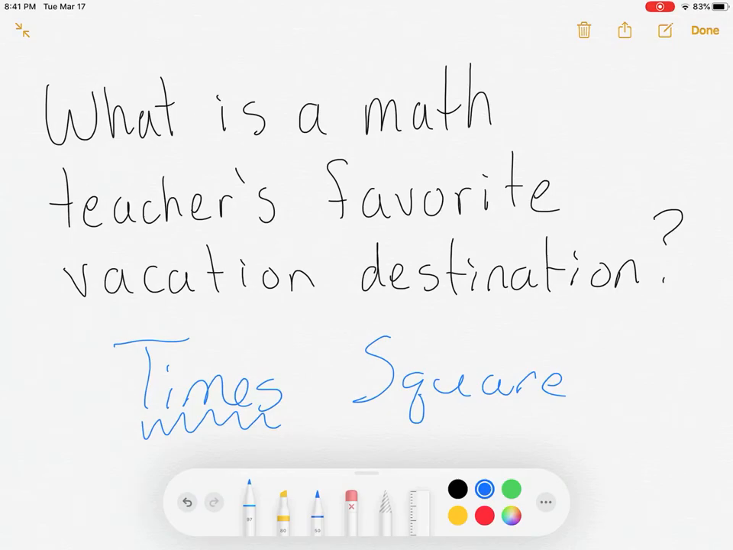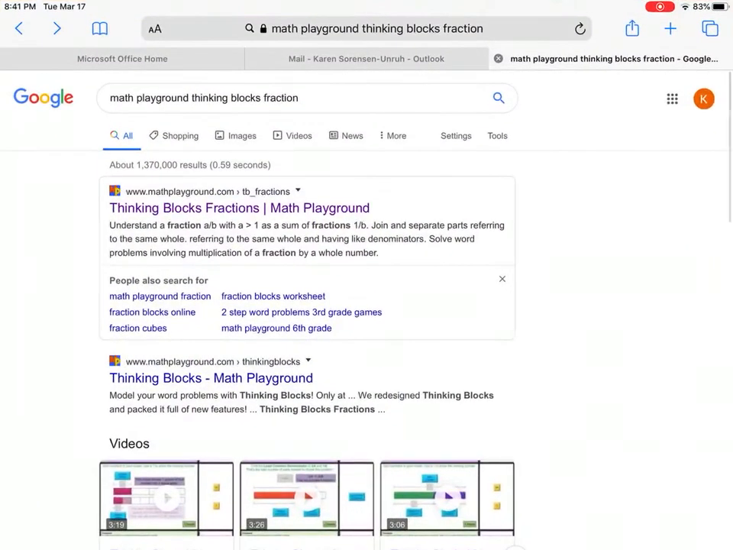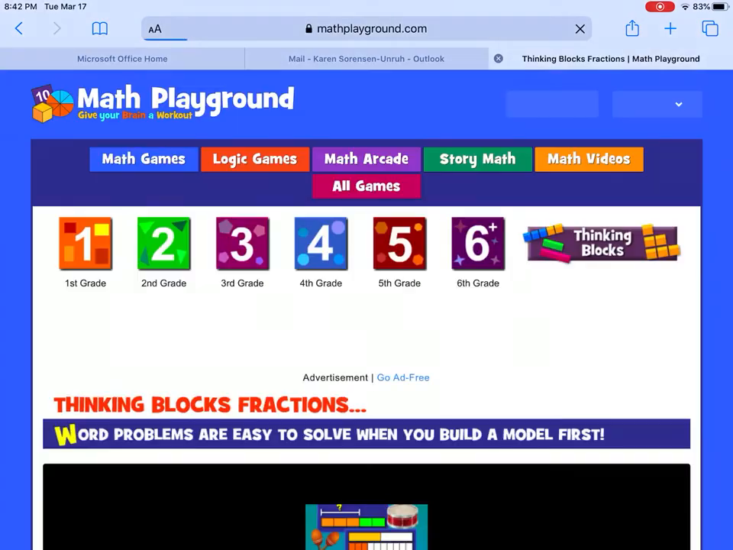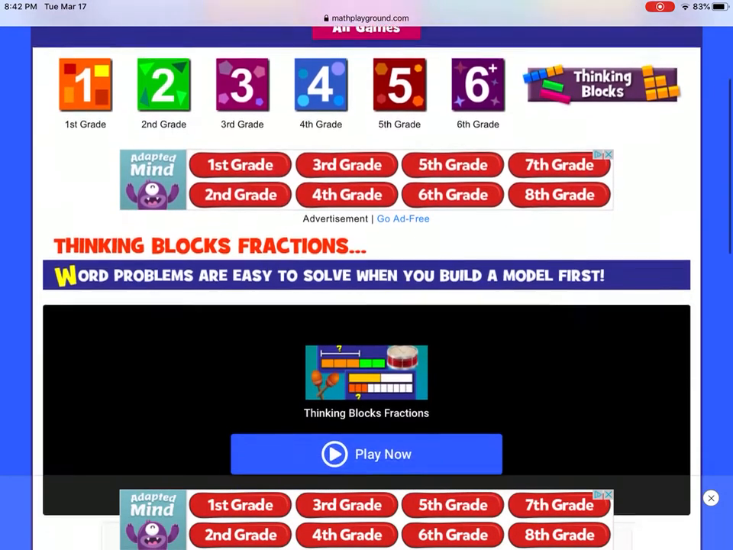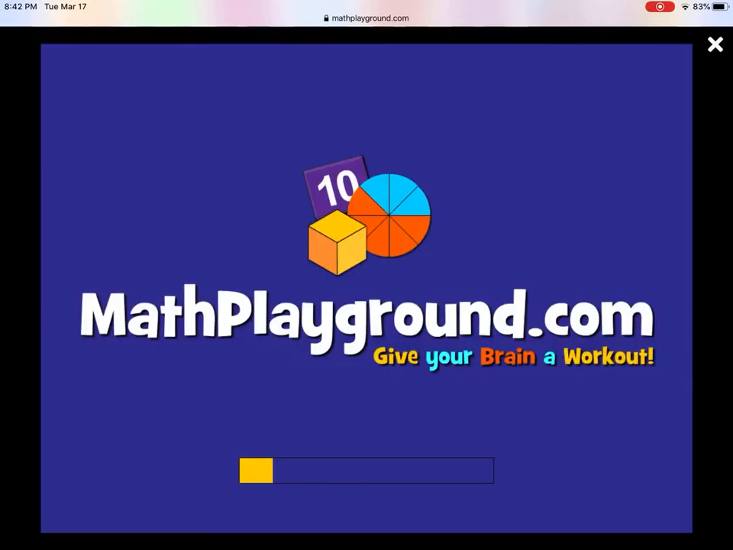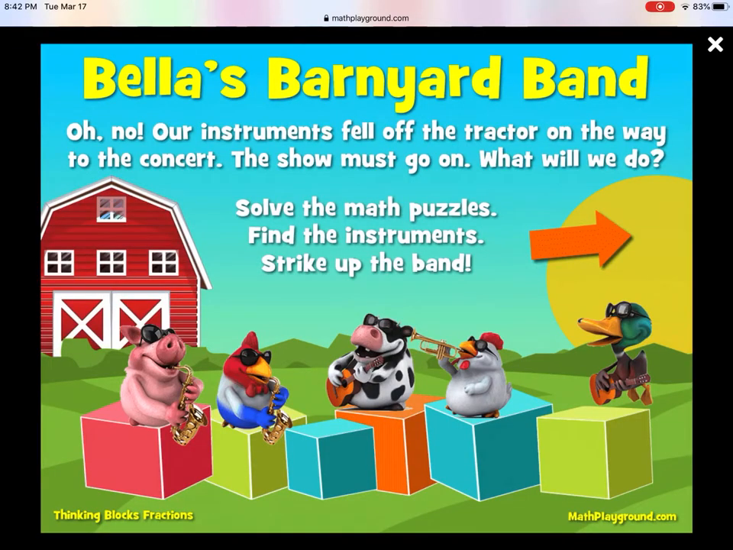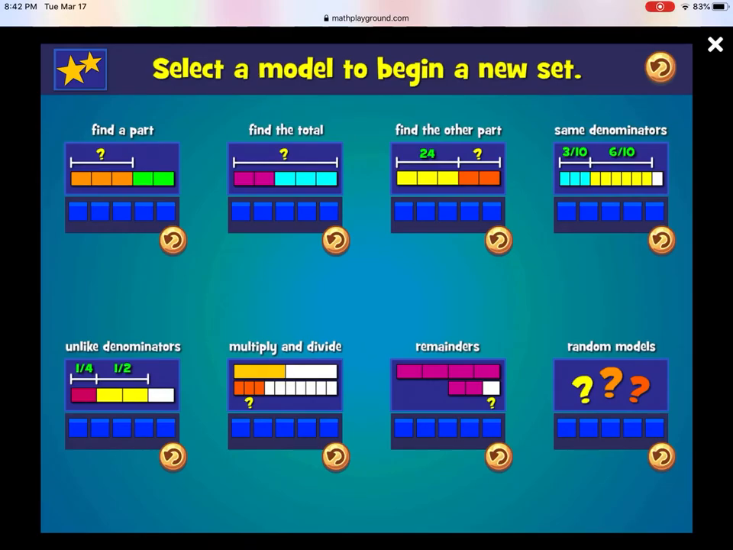I picked this joke because we're going to be working next with fraction multiplication and division. So without further ado, let's head to Google and find this website. In Google, I typed in Math Playground, that's the name of the website, Thinking Blocks, that's the tool that we'll be using, and fractions because we'll be working with fraction numbers. This first link is the one I want to go to. I'm going to scroll down and hit play now and jump right in.